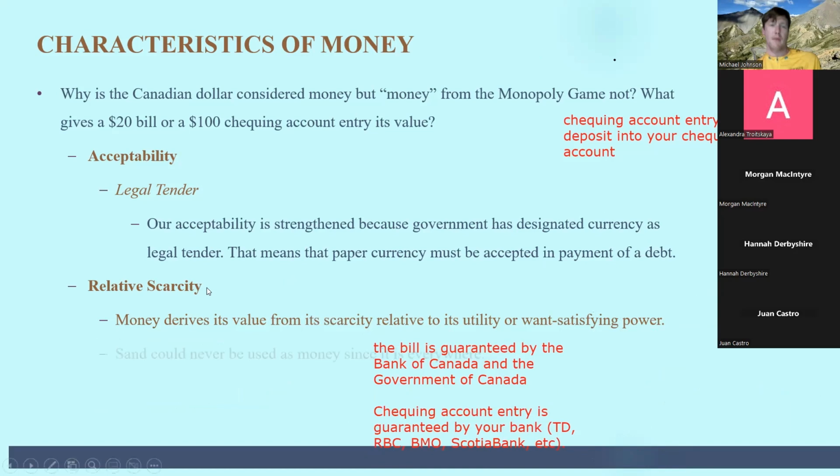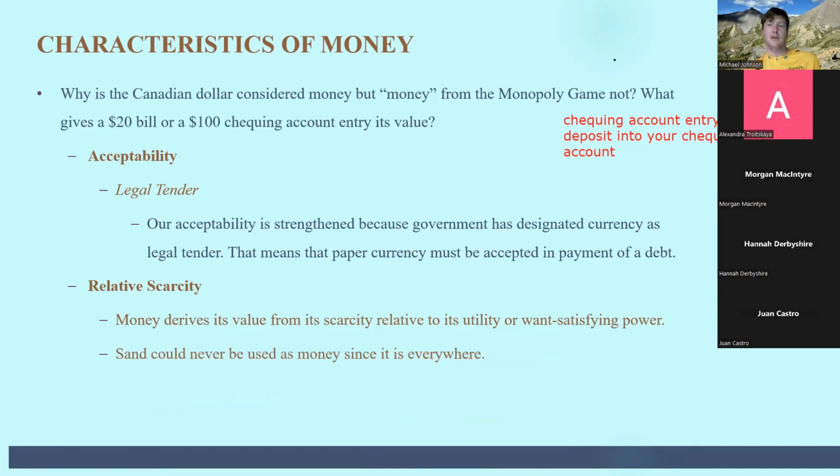Sand could not be used as money because it's everywhere. Sand isn't scarce, and there's no real value because there's too much of it. The value of money comes from its rareness and scarcity. Sand is not rare or scarce, so it wouldn't work. You need something that's rare or scarce to be valuable.